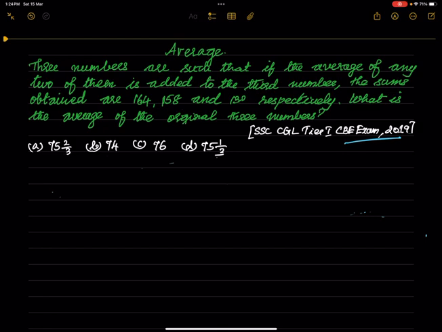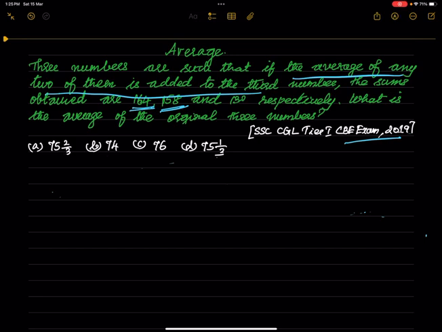3 numbers are such that if the average of any 2 of them is added to the third number, let us take them as x, y, z. If you add the first 2 numbers and divide by 2, you get the average of the first 2 numbers. That average you add to the third number. Then you will get 164. That is given in the problem. If you take the next 2 numbers y and z, find the average, and add that average to the first number x, then you will get 158. It is given.